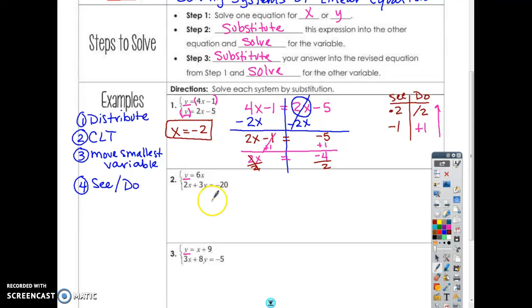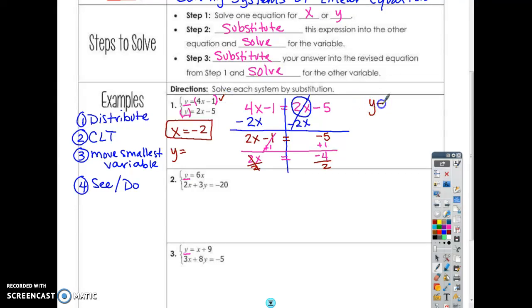Okay, so I found one variable. Now I need to find the other variable. So I need to know what y equals. So what are you going to do? I'm going to substitute the negative 2 for x in any one of these equations that you want. Okay? It doesn't matter which one. I'm just going to use the top one.